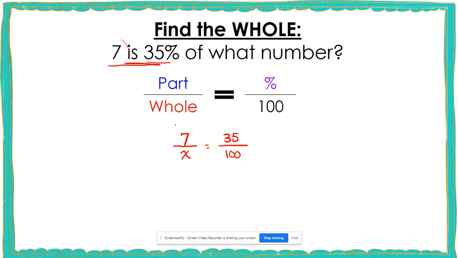Now, again, I solve like any proportion. I know that to get from 7 to 35, I would multiply by 5. But to get from 35 to 7, I would divide by 5. So to get from x to 100, I would multiply by 5, but since I don't know what x is, I'm going to have to go backwards. So I'm going to have to divide 100 by 5 to get x. When I do 100 divided by 5, I get x equals 20. That means that 7 is 35% of 20. So if I were to find 35% of 20, I would get 7.